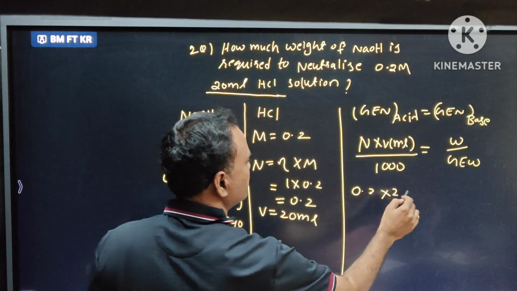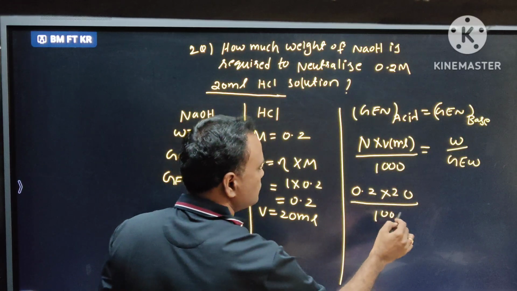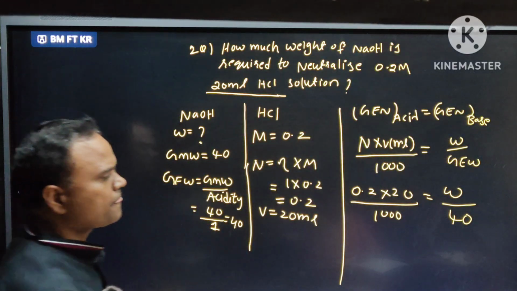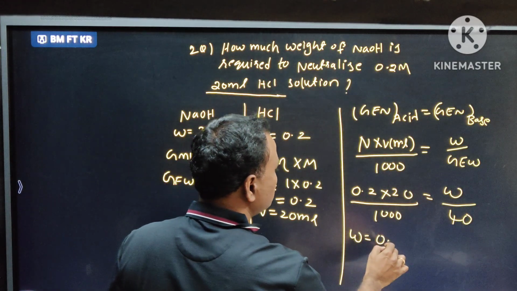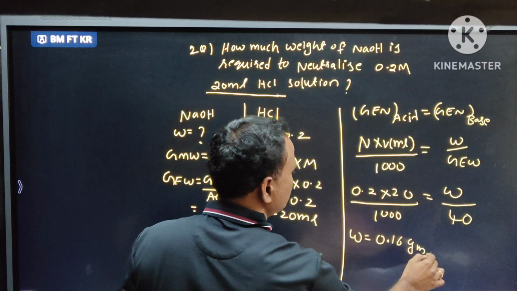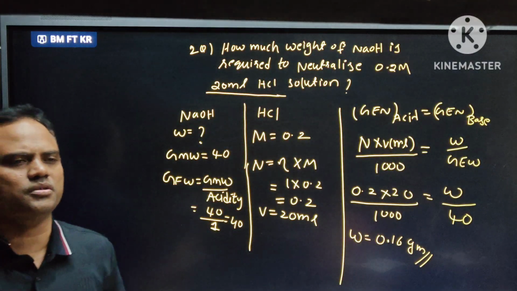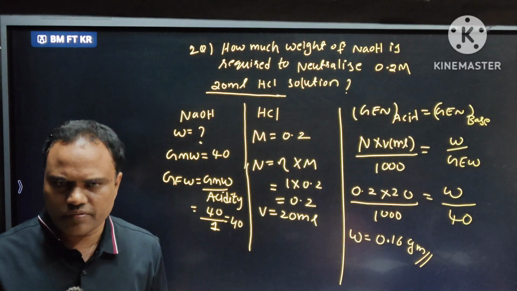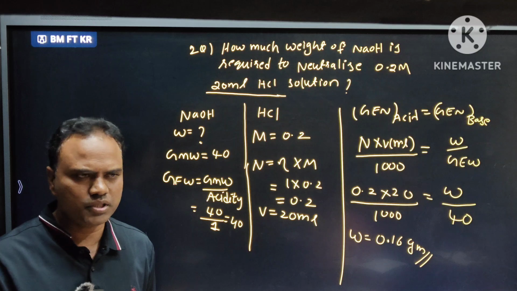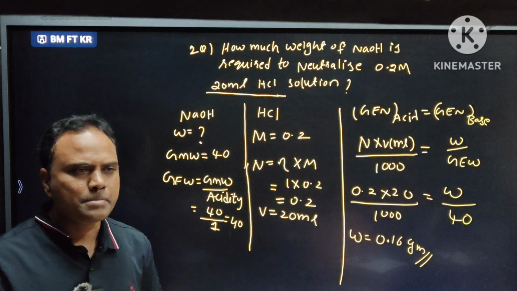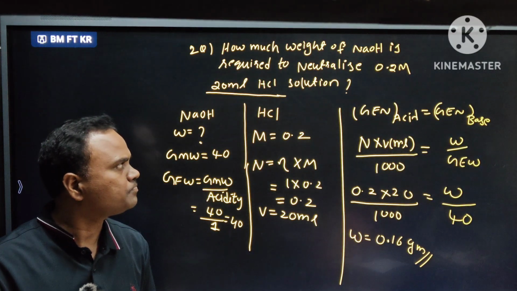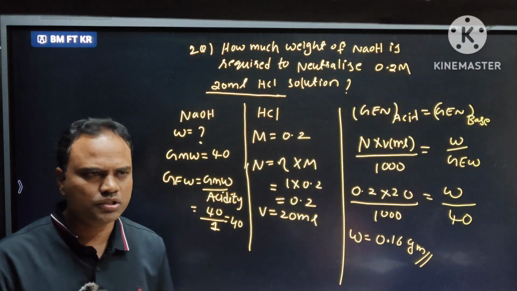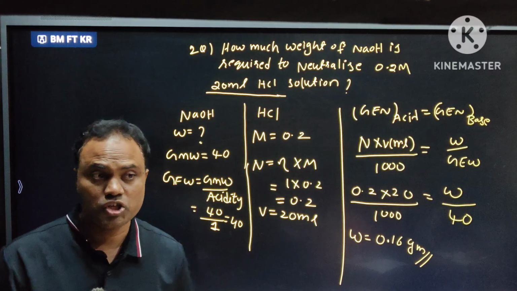N is 0.2 into volume 20 divided by 1000 is equal to the weight you have to calculate divided by the gram equivalent weight, 40. So the weight is 0.16 gram. So I have given you two models, the basic idea. You know gram equivalent weight concepts. In the last class you learnt about equivalent weights, and the concept of neutralization.